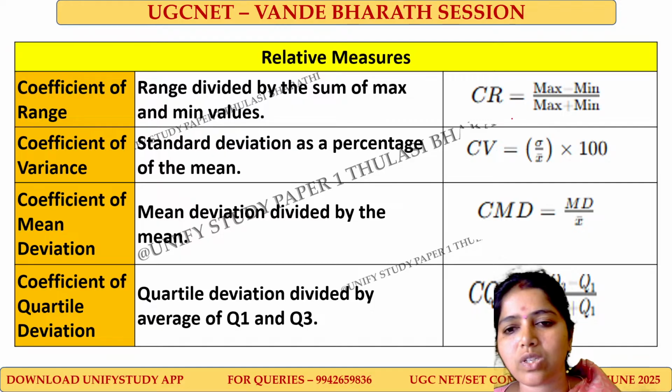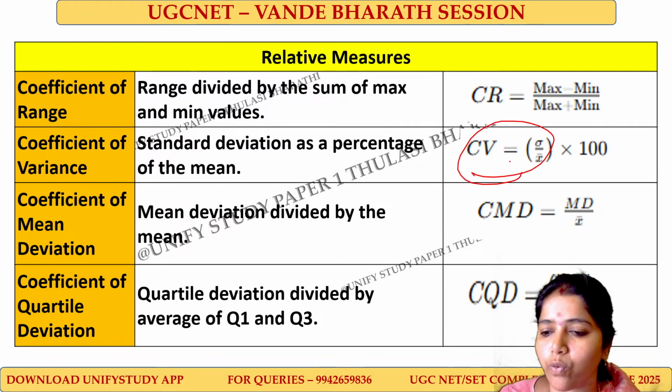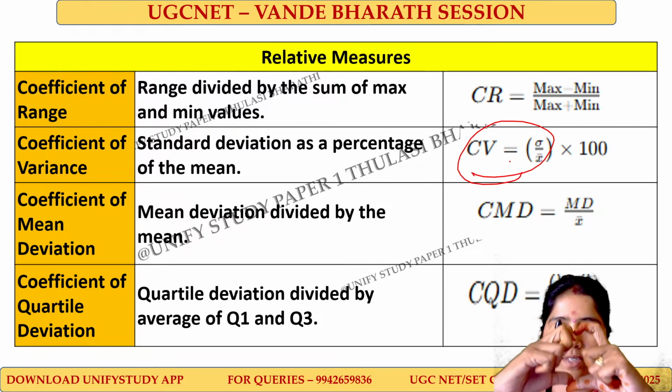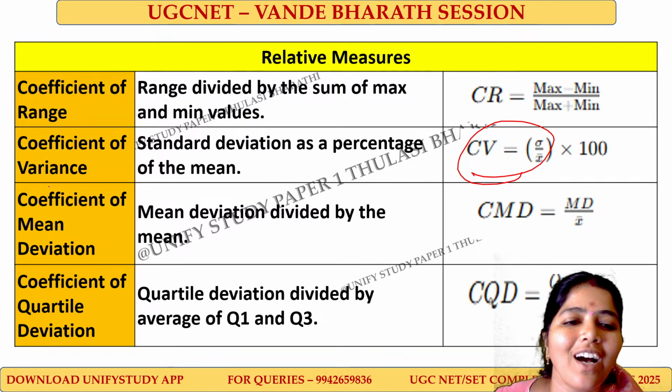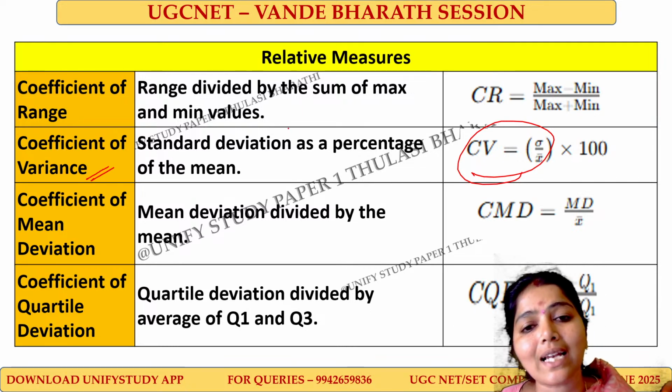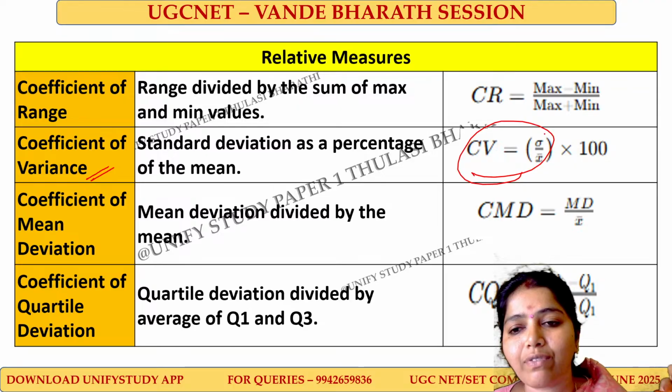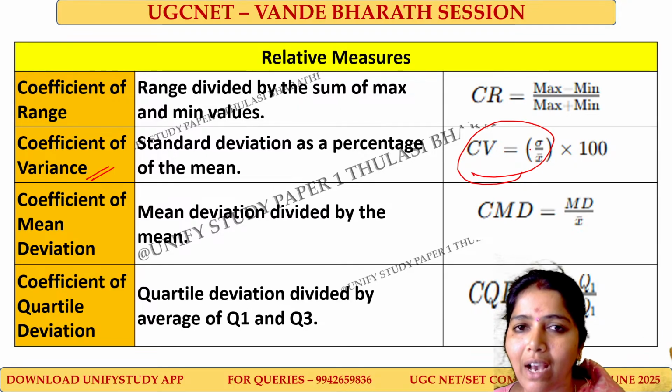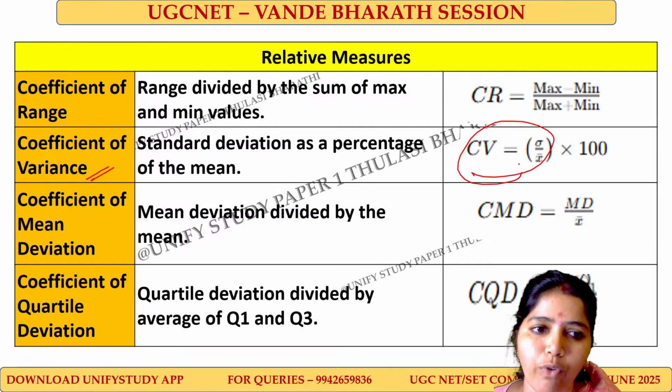Last time also this question was asked, on coefficient of variance. Coefficient of variance is the standard deviation as a percentage of the mean. They have clearly given the formulas. We have to calculate and do it in the match the following format, right?